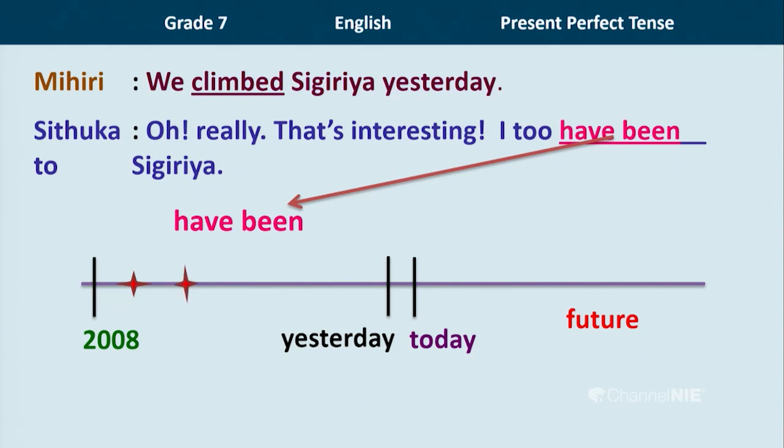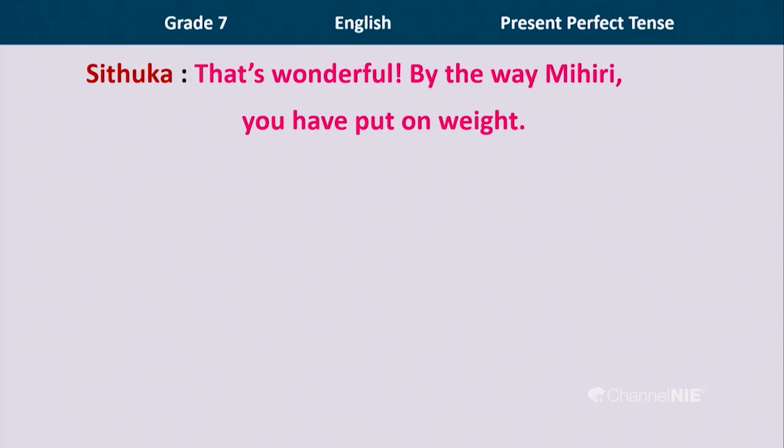When we are talking about an action which happens somewhere between the day that we were born and today, if we are not certain about the date, we can use present perfect, right? When we are talking about a past action and we are not sure of the date of the action, we use present perfect. This is a use of present perfect tense, but the memory of that action is still in our memory. So, Situka is using present perfect to tell that somewhere in the past he has climbed Sigiriya. I too have been to Sigiriya. Fine, children. That's wonderful. By the way, Mihiri, you have put on weight.